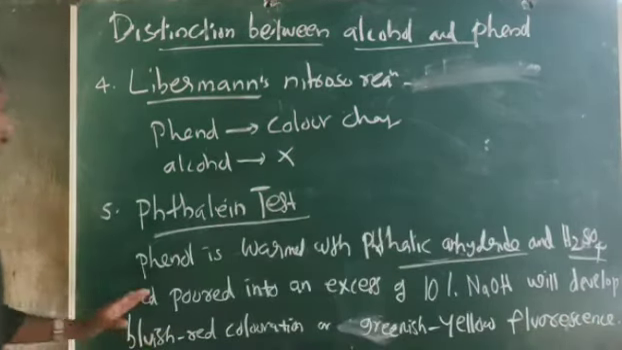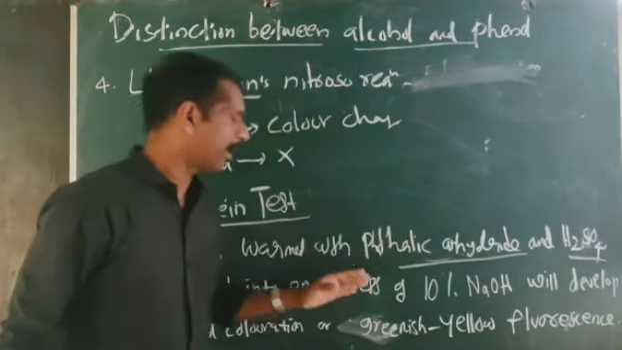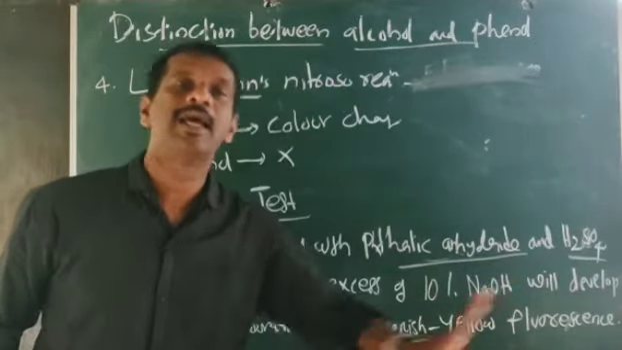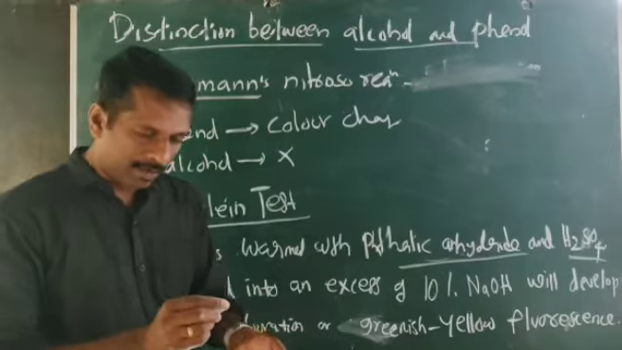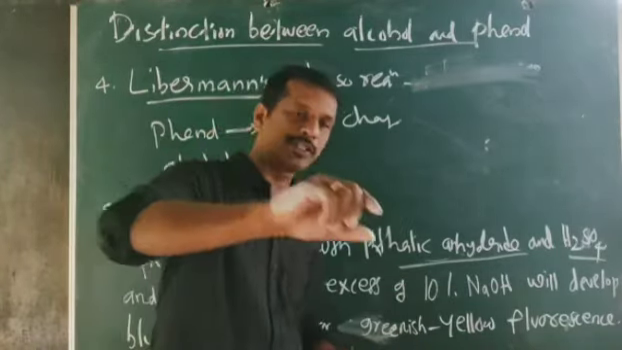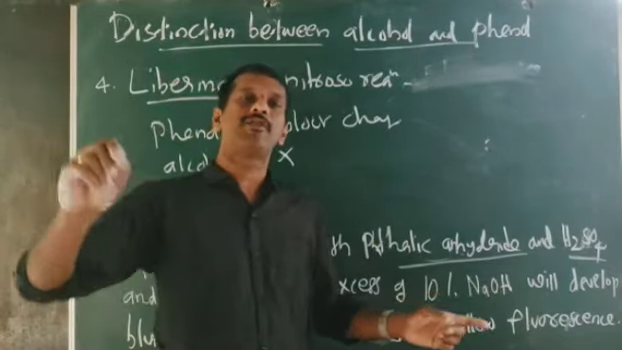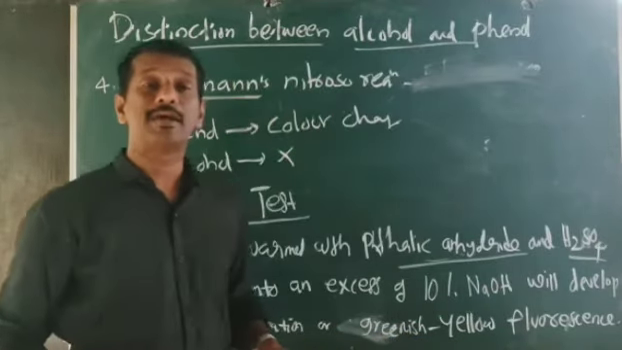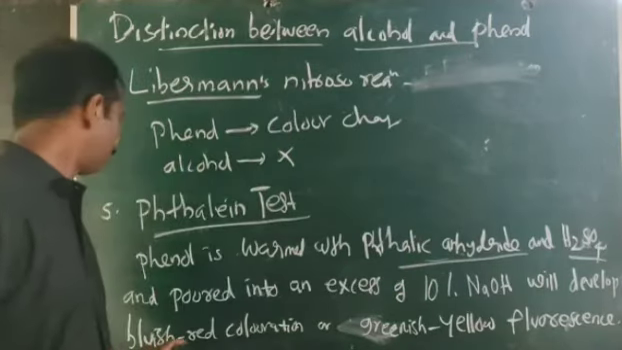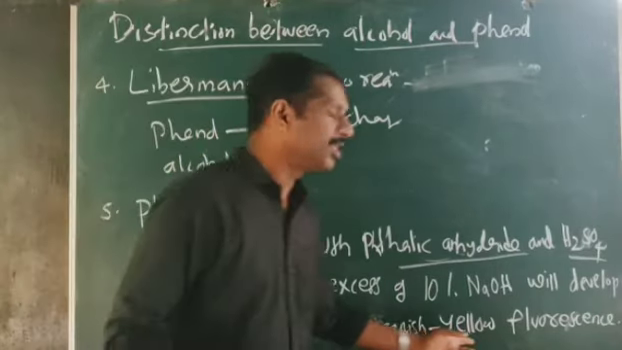Okay. So keep it in mind, Thalin test, that means first you are warming phenol with phthalic anhydride and concentrated H2SO4. Then we will pour this mixture into 10% NaOH solution. That means first phenol is warmed with H2SO4 and phthalic anhydride, and we are pouring that mixture into excess of 10% NaOH. Then what will happen? We will form a bluish red coloration, or greenish yellow fluorescence.